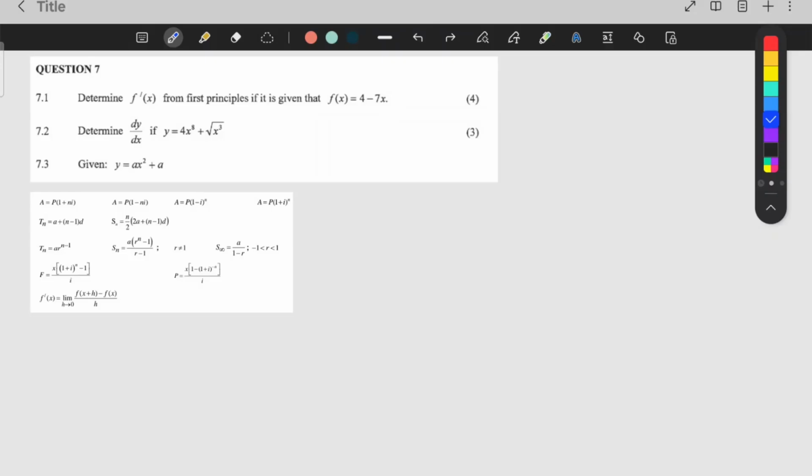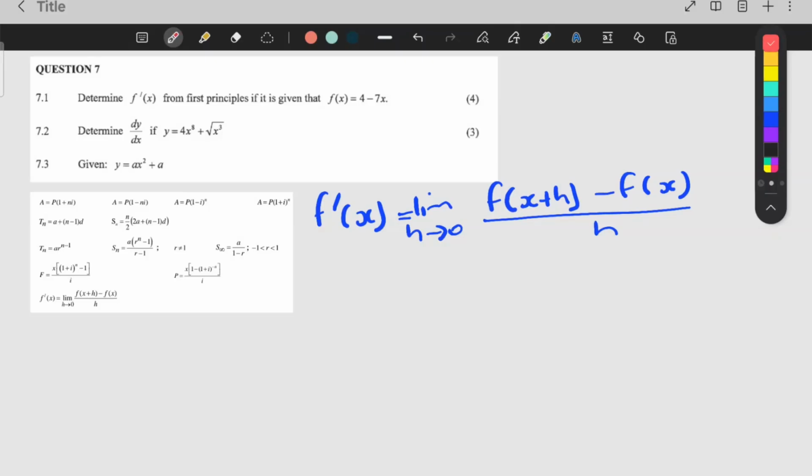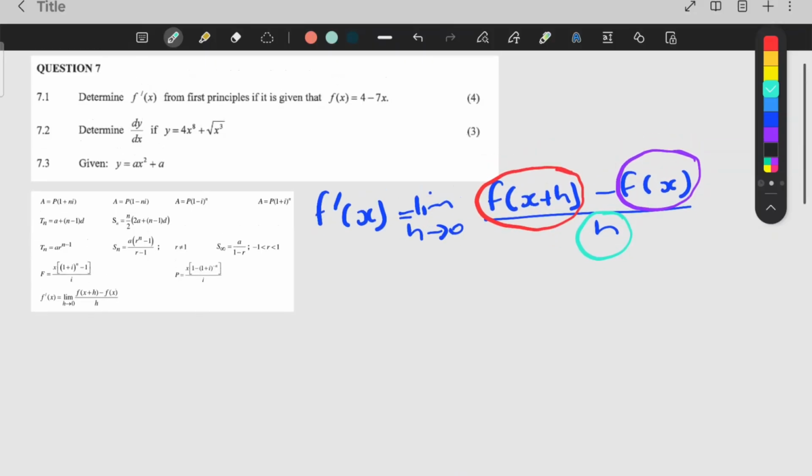So let's write down this formula over here. Okay, so do you see, grade 12s? This formula has three parts. So you have this part, the red circle. You have this part, the purple circle. And then you have the h at the bottom. So I'm going to do the red circle first. So f of x plus h, I'm going to do it on the side.